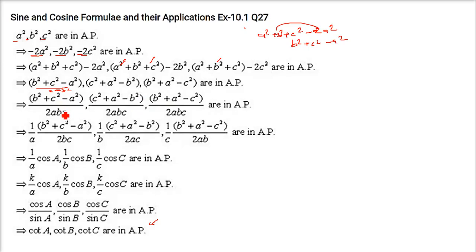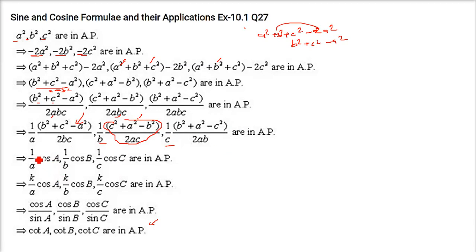Here, now take this a out, because b and c are here, means 1 by a. Here also, this c square plus a square minus b square, take this b out here. Here also you take c out. So what do you get? This one is cos A, this one is cos B, and this one is cos C.